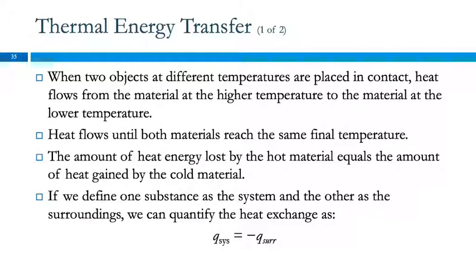Okay, so if you have two objects that are at different temperatures and you put them in contact with each other, heat will flow from the warmer object to the colder object, and the heat will continue to flow until both of the objects are at the same temperature. We call that thermal equilibrium.